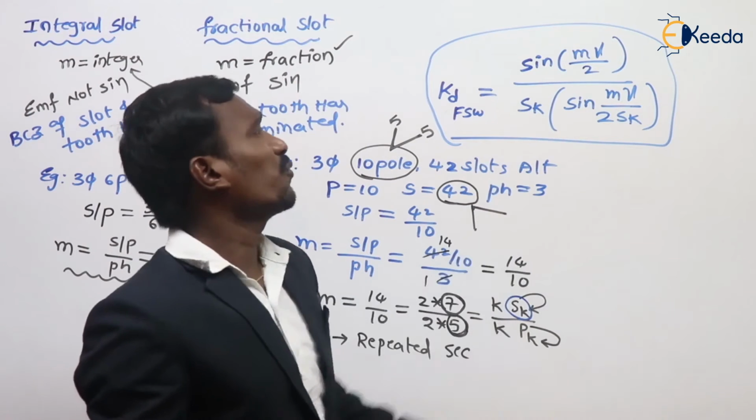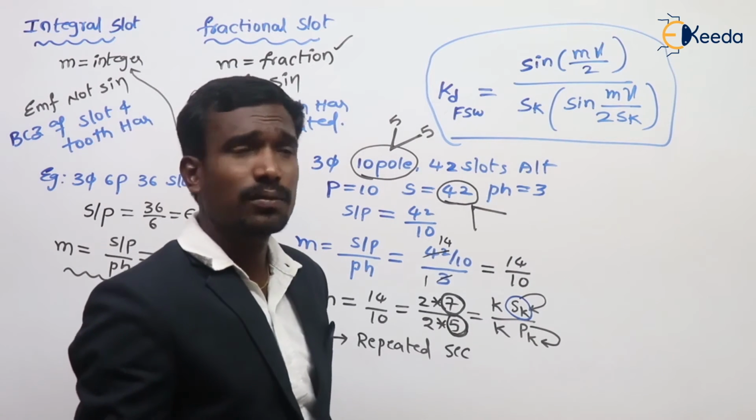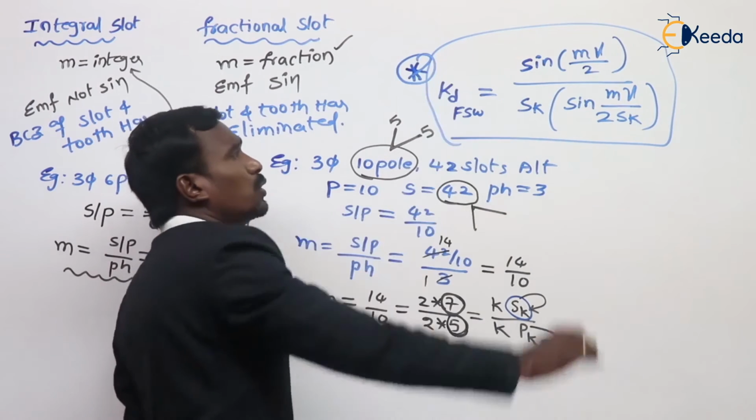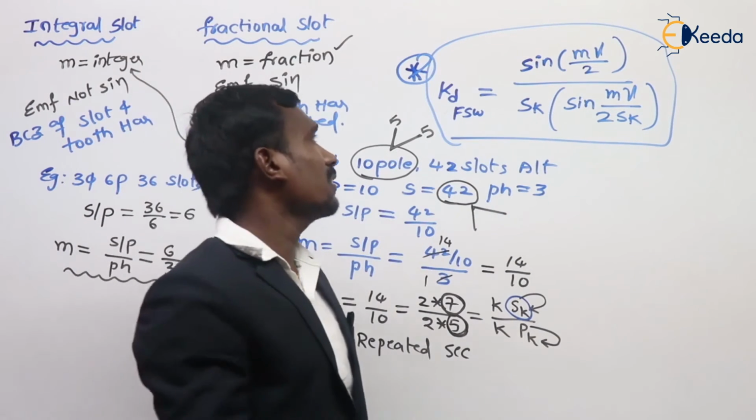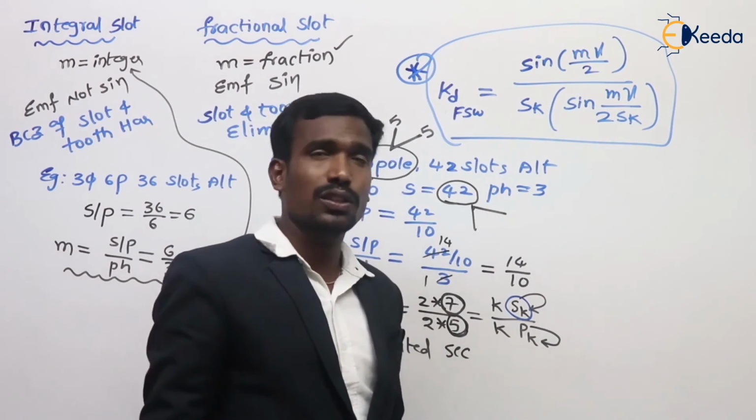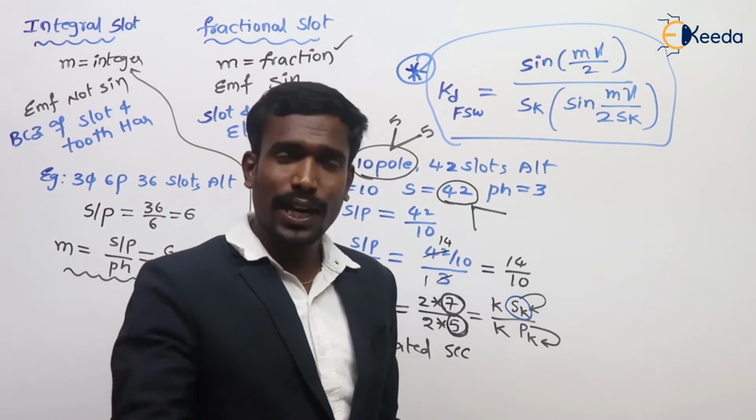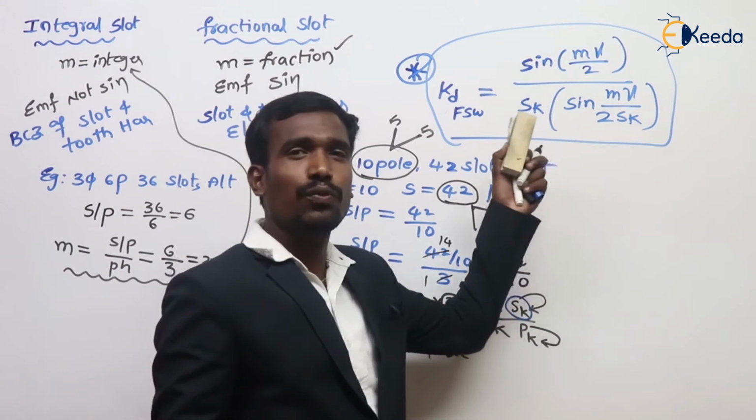This is the fractional slot winding. Like this, you have to calculate the distribution factor. This was already asked in GATE 2008, I think. They asked it two times in GATE. Very important formula. You should follow this.